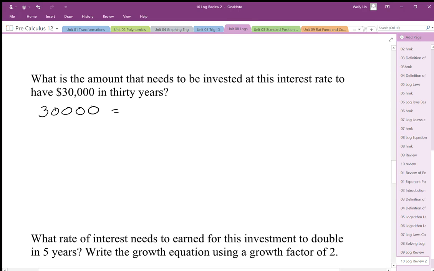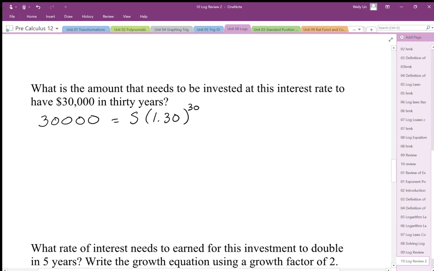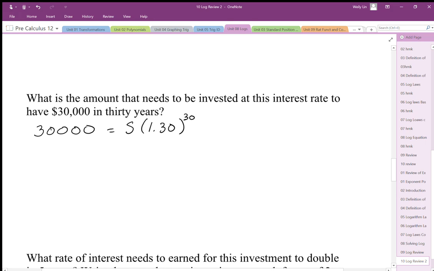We don't know the start, so I'm going to put that as S, the starting amount. And the interest is going to be 1 plus 30%, and we'll just do this every year. And we're going to do this for 30 years. So this is just compounding once per year. Instead of dividing that interest rate up into months or days, we're just going to use that 30% once a year. So this problem here, we're basically solving for S.